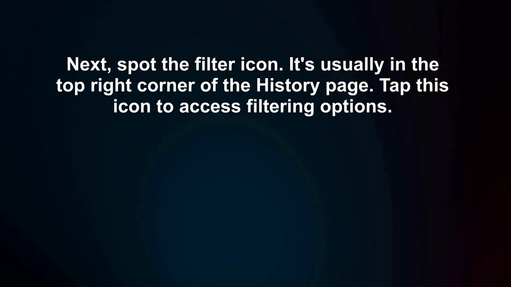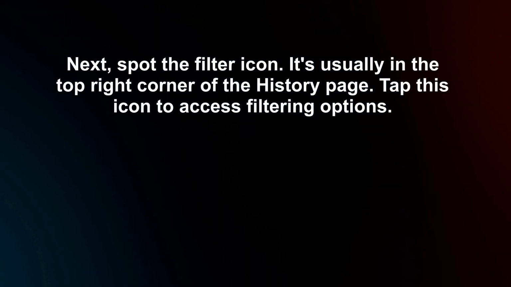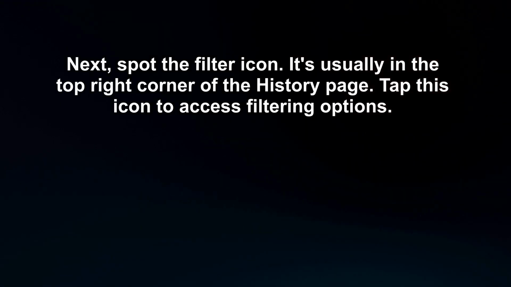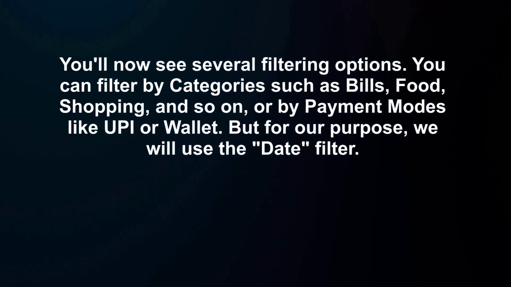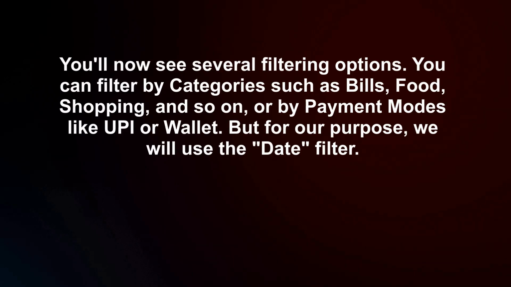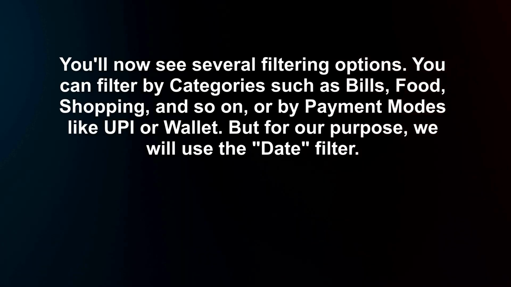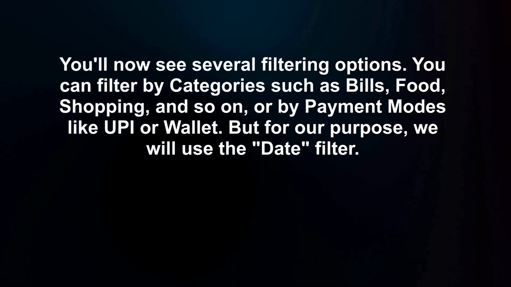Next, spot the filter icon. It's usually in the top right corner of the history page. Tap this icon to access filtering options. You'll now see several filtering options. You can filter by categories such as bills, food, shopping, and so on, or by payment modes like UPI or wallet. But for our purpose, we will use the date filter.